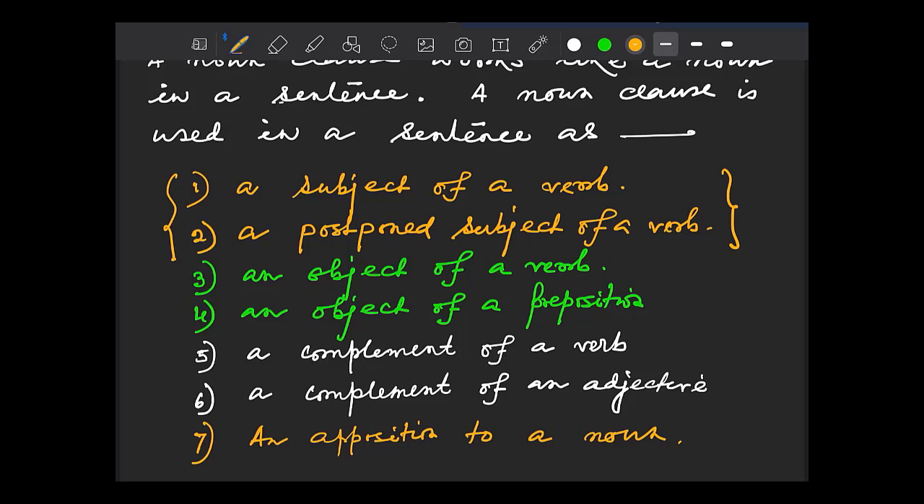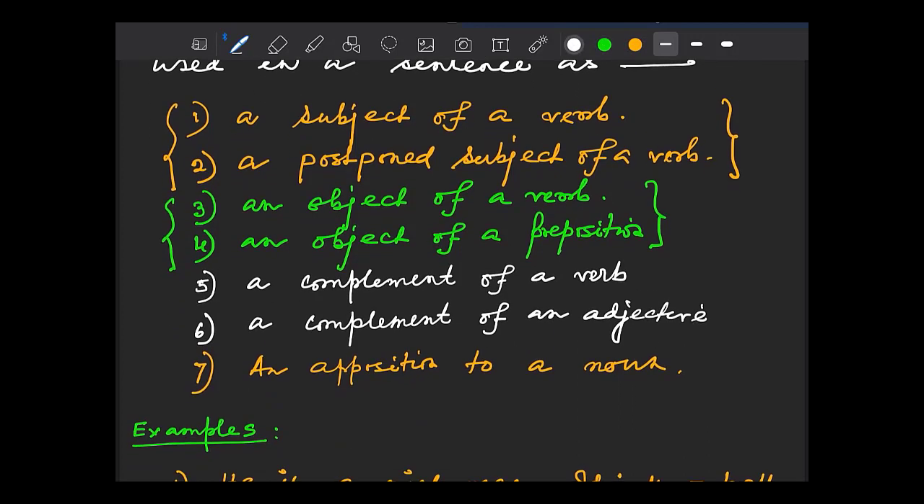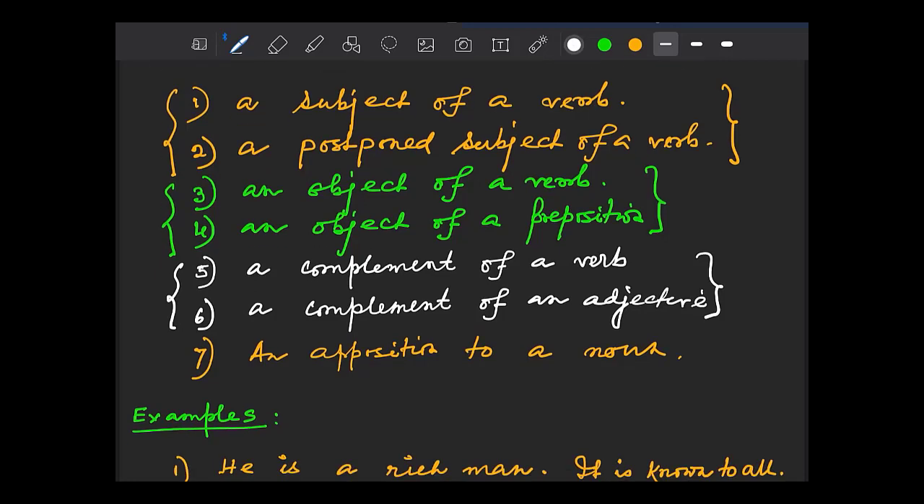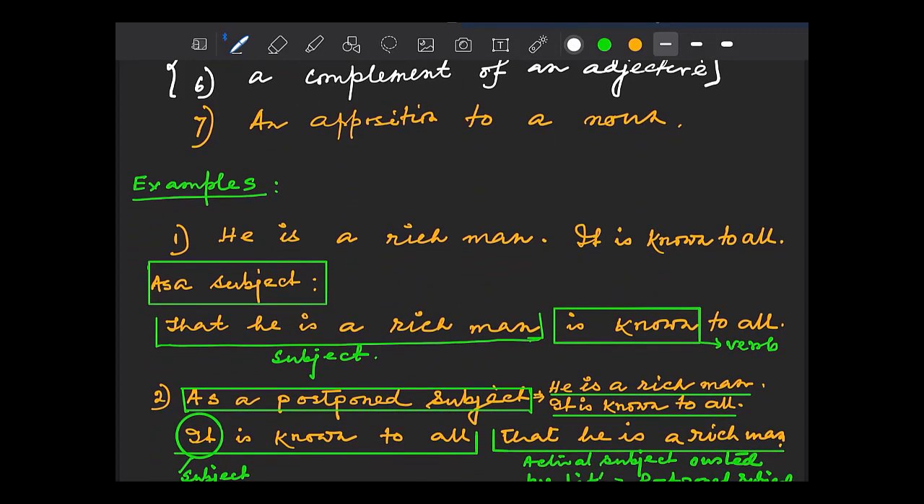Okay. Next, an object of a verb, an object of a preposition. These two I have written in the same ink. Okay. Then number 5, a noun clause is used as a complement of a verb and as a complement of an adjective, written in white. Okay. And number 7, a noun clause is used as an apposition to a noun. These 7 ways you can use a noun clause in a sentence. Okay. Now see a few examples first before going to the practice.